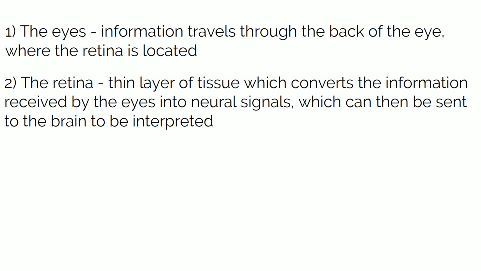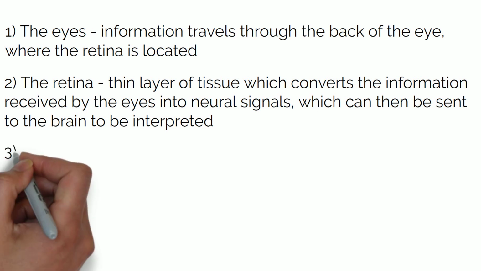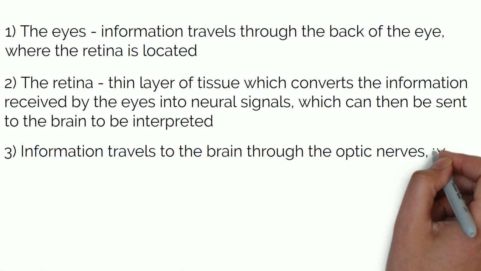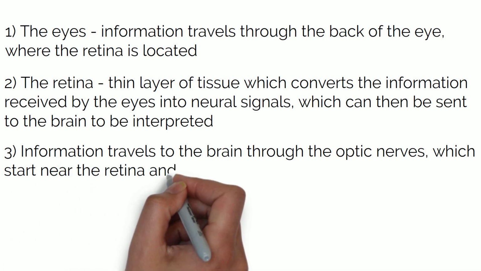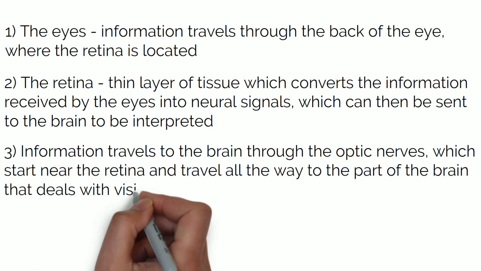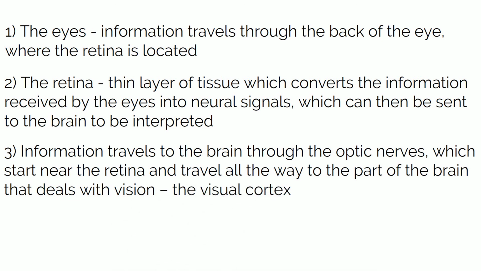So the retina receives the information, converts it, and then this information travels to the brain through the optic nerves, which start near the retina and travel all the way to the part of the brain that deals with vision, the visual cortex.